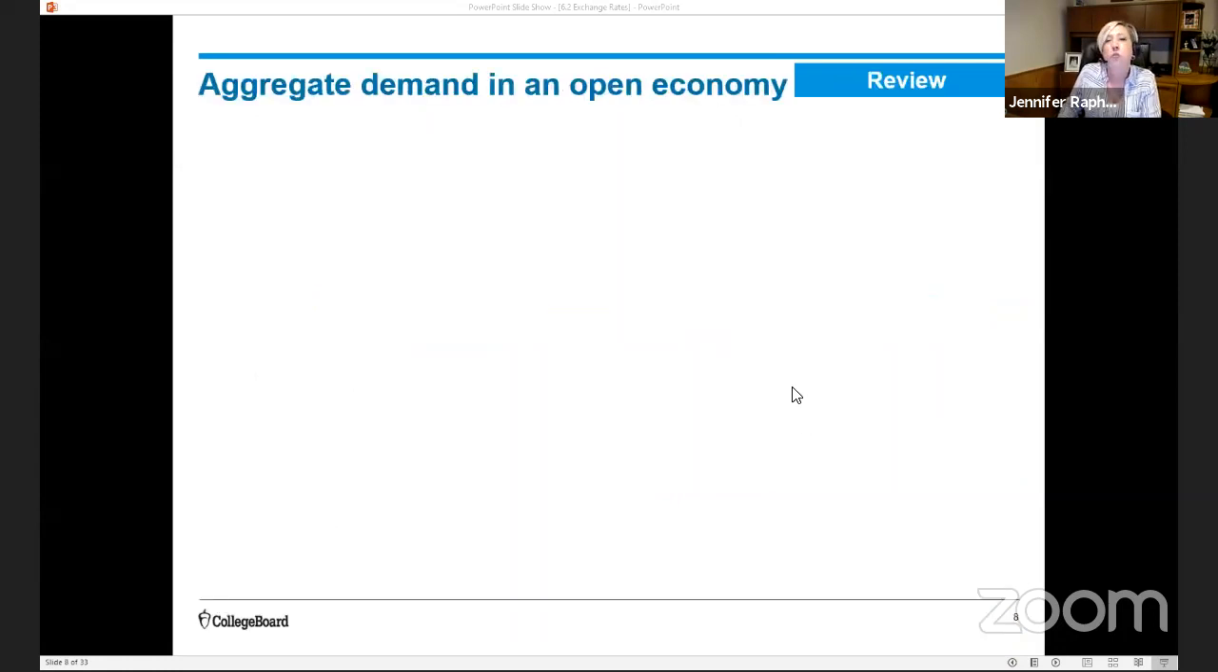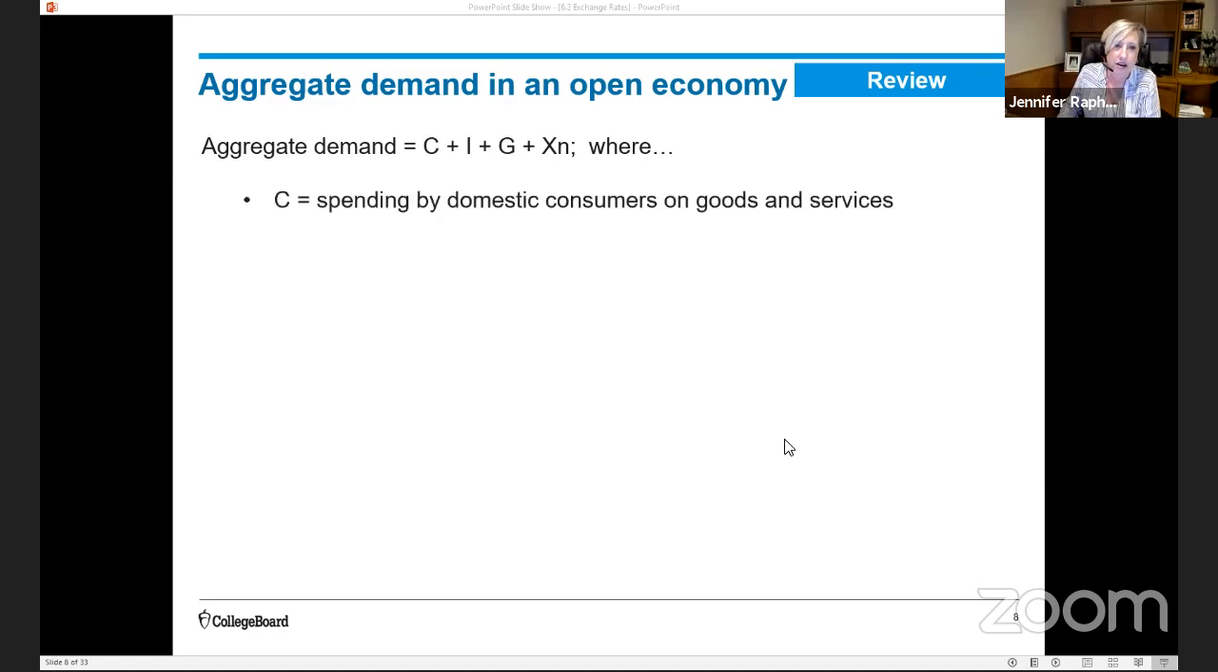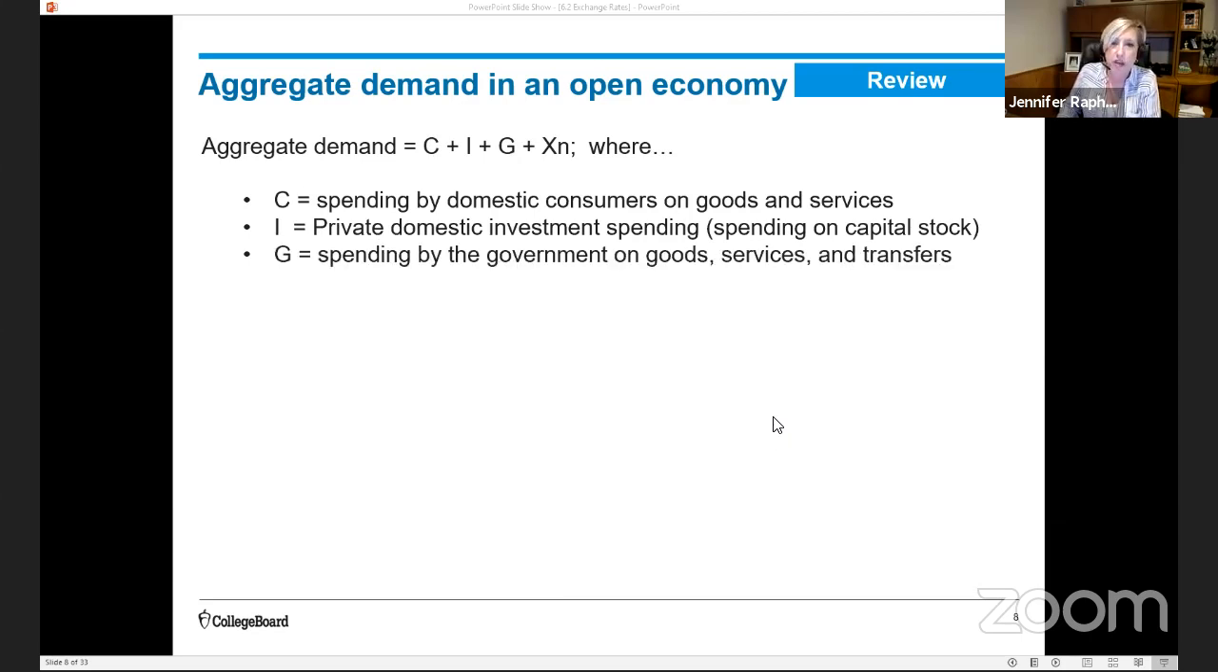All right, there's just one point we want to review before we head into exchange rates, and most of this you learned last night. So aggregate demand, as you've known for a long time now, under the expenditure formula, constitutes the spending on C, I, G, and XN, where C is spending by domestic consumers on goods and services, I is private domestic investment spending, G is spending by the government, and net exports is spending understood in this way, right? Net exports is exports minus imports.